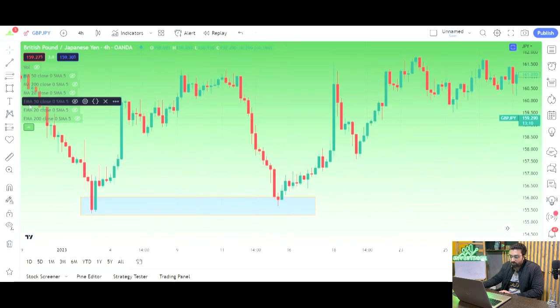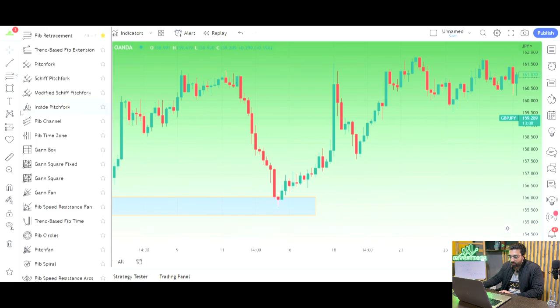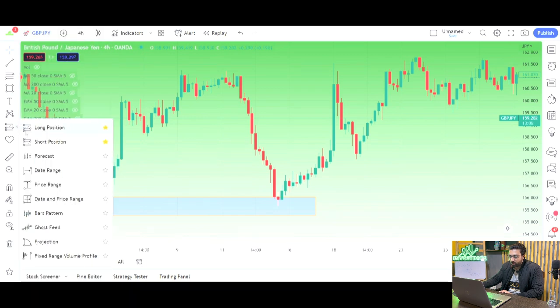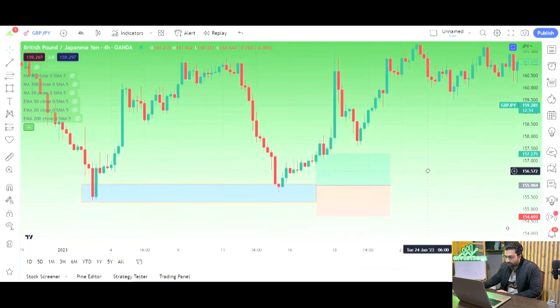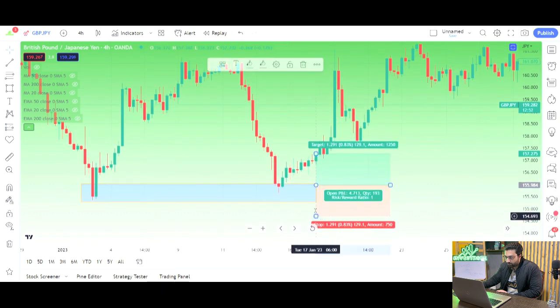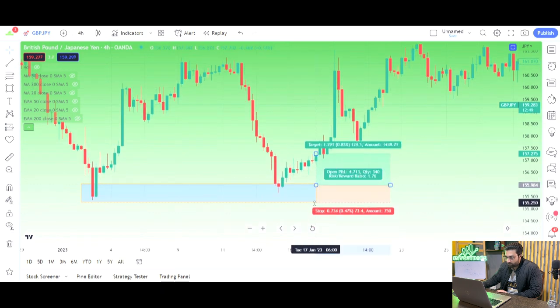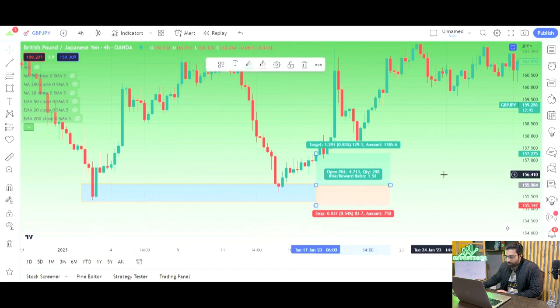So how will you trade this? Simple. You will find the long position because it's a support. So obviously we will go long from the support. You will put the entry almost here, and the stop loss would be a few pips below the low of the previous candles.